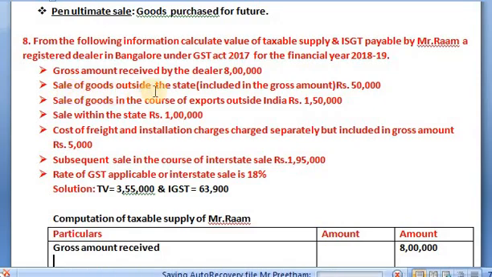Next, sale of goods outside the state included in the gross amount, rupees 50,000. Actually this transaction should be considered, because it is outside the state, interstate. What we are asked to calculate here is IGST. But this transaction amount of rupees 50,000 is already included in the gross amount. So you need not do anything, just ignore it. Clear? And next, again I'll repeat, sale of goods outside the state 50,000 is already included in the gross amount.